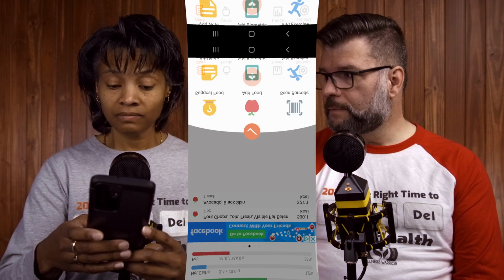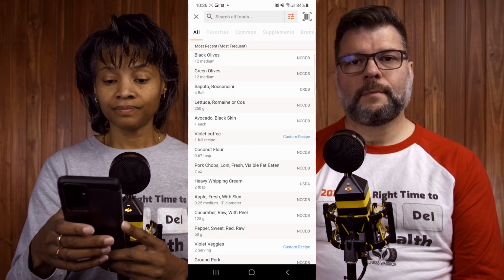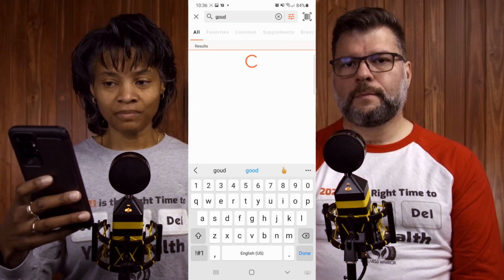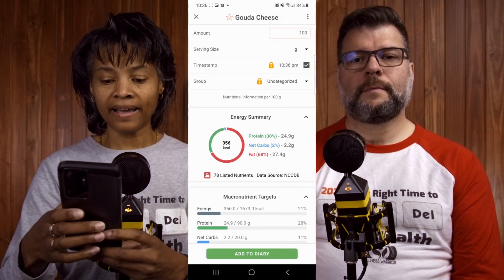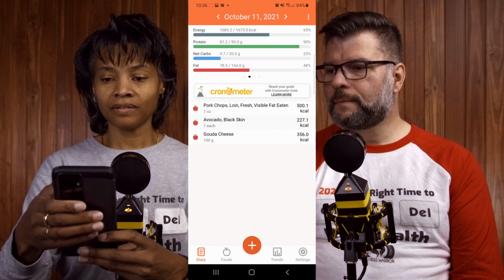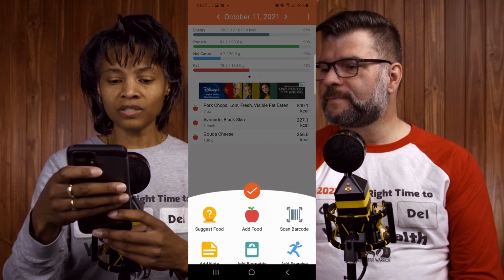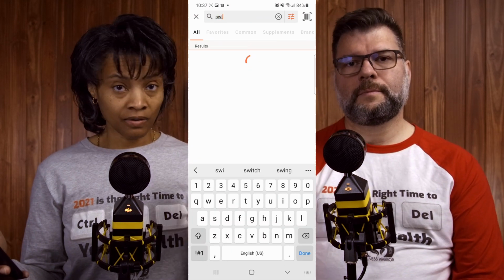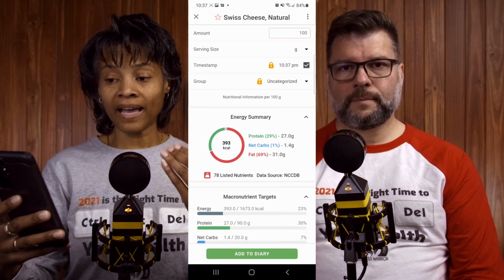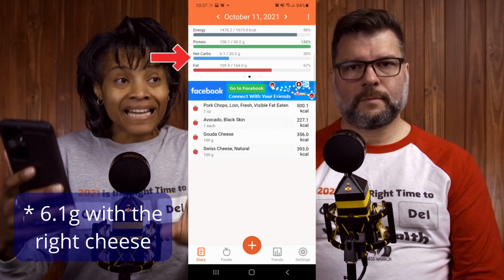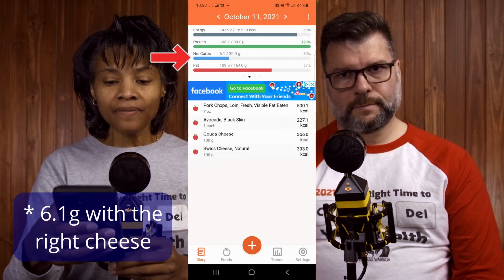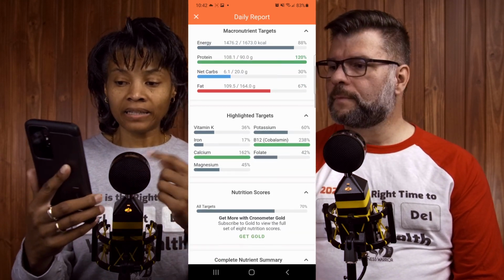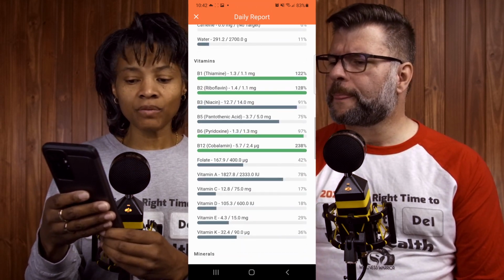I have to add the cheese. Let's say that I have Gouda and it remembers 100 grams of Gouda. Add that to my diary. And then we're going to say that I have, because I never have just one, I'm going to add Swiss because that's the other one that I love. For the plate that I just made for myself, I have 9.2 net grams of carbs. If I would like to know what that is in total, when I click on it, I get taken to my daily report.